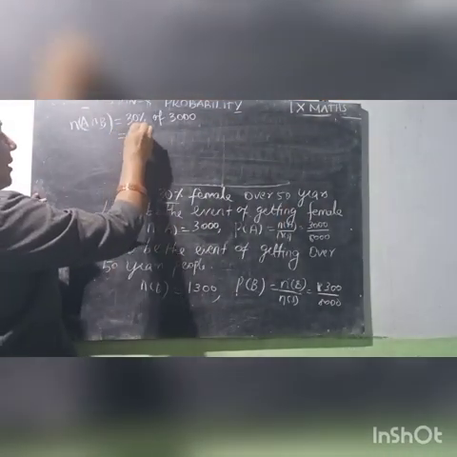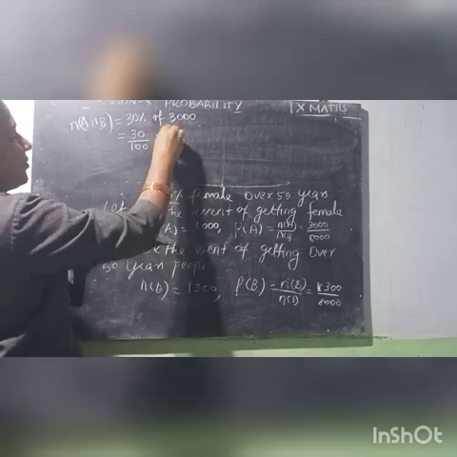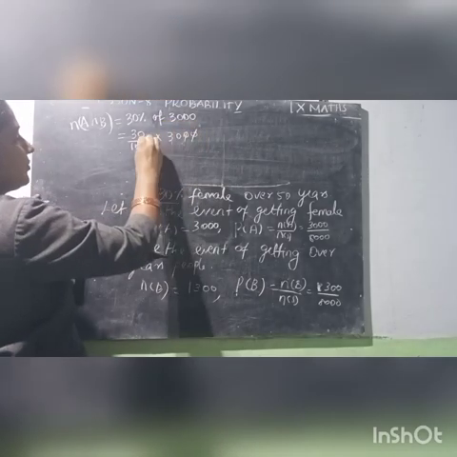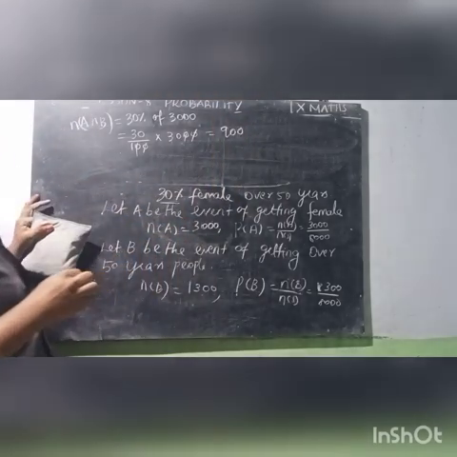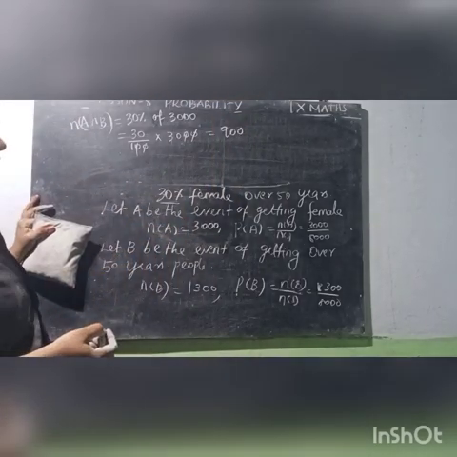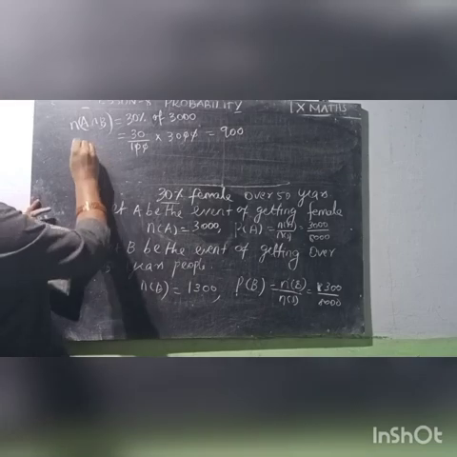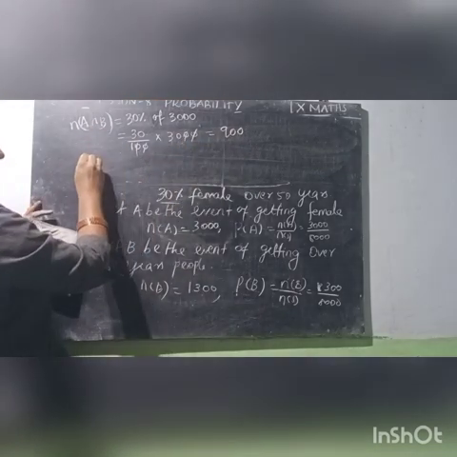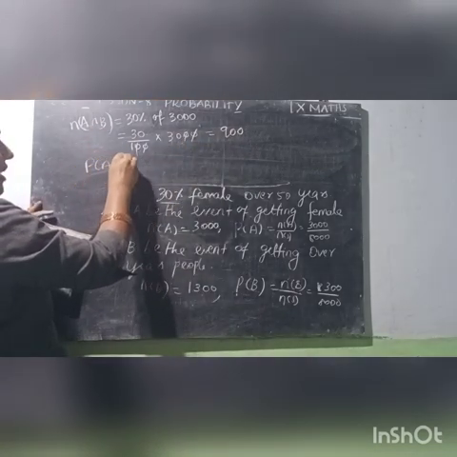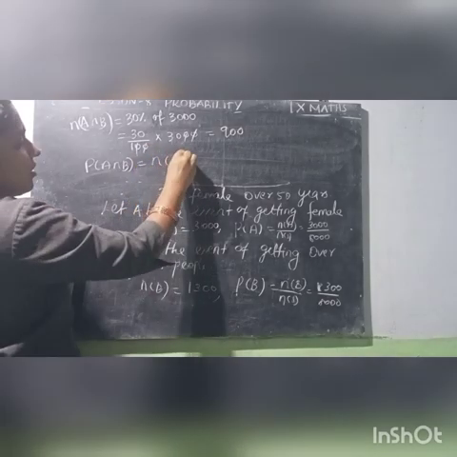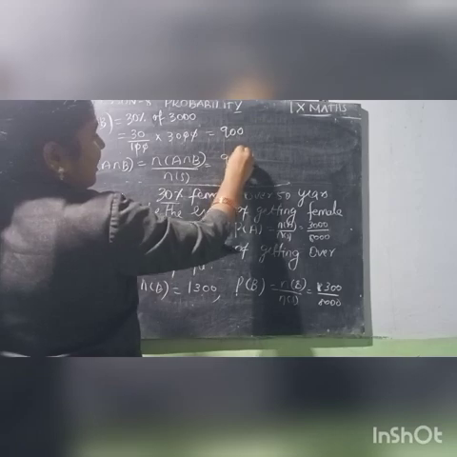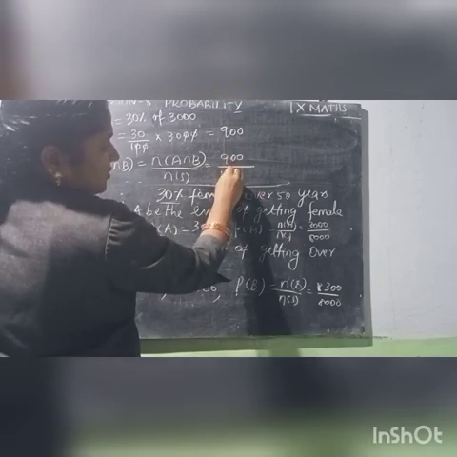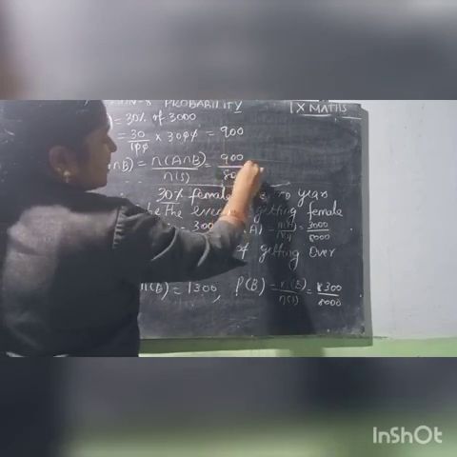30 by 100 into 3,000, so we will get 900. So totally 900 females are over 50 years. Now n of A intersection B value is 900. P of A intersection B is n of A intersection B by n of S, 900 by 8,000. N of S value is 8,000.